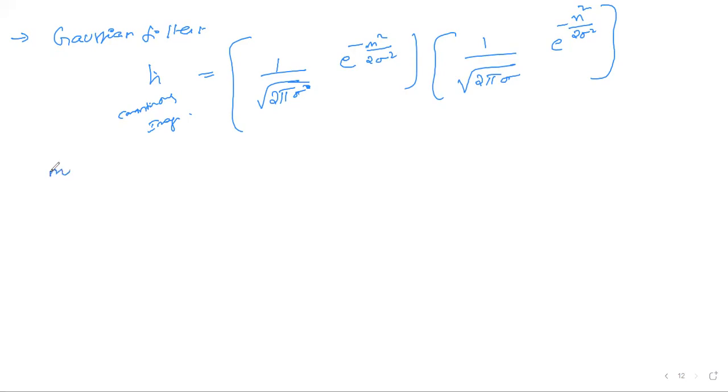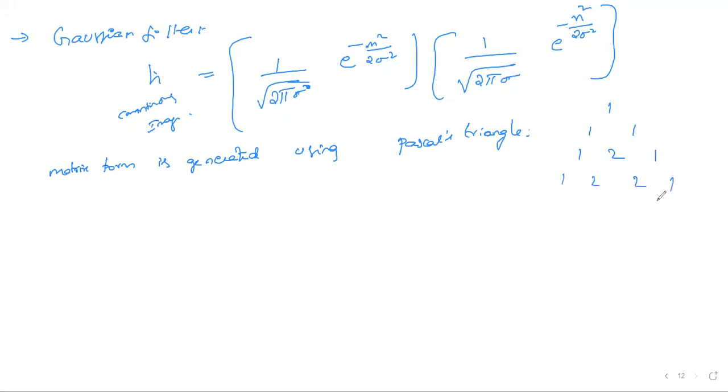Okay, the matrix form is generated using Pascal's triangle, that is 1, 1 1, 1 2 1, 1 3 3 1, 1 4 6 4 1. This is the Pascal triangle.